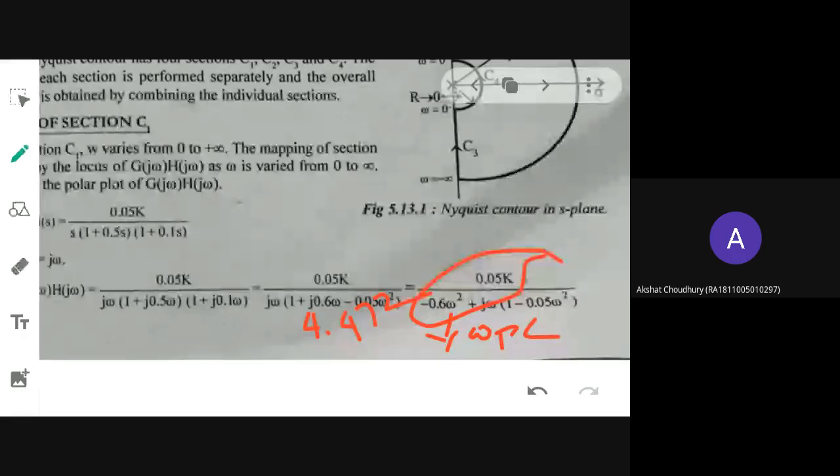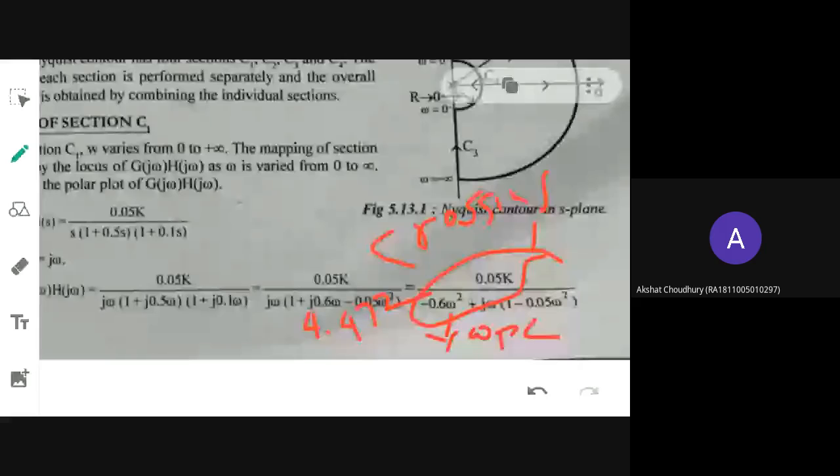Like we have done it in root locus, same concept here also. Understood? Yes or no? Yes, ma'am.